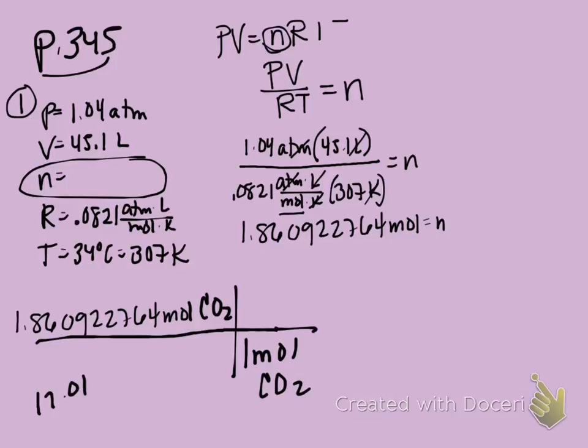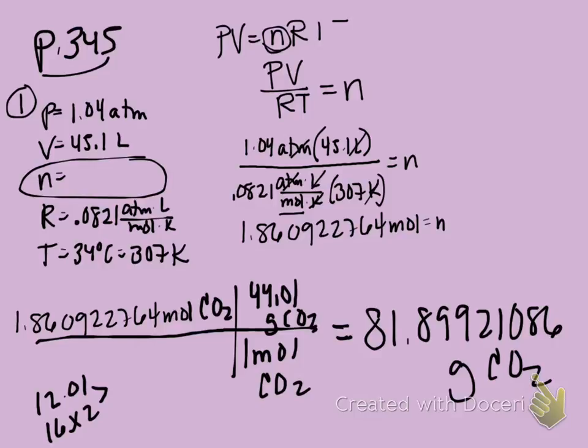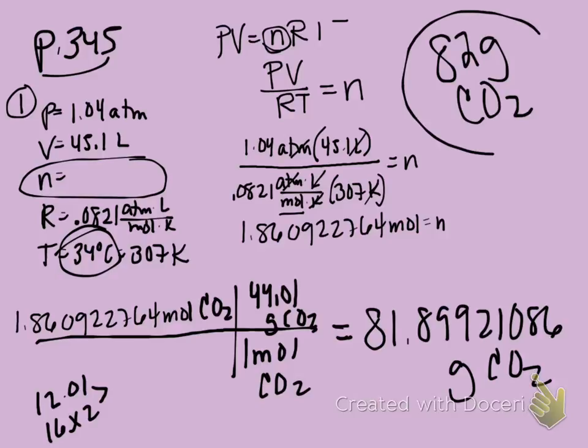Let's see. 12.01, 16 times 2. So 32 plus 12.01, 44.01. So 44.01 grams of CO2 in 1 mole of CO2. So what is our raw answer? Okay, so this is a raw number, and we can only have 2 sig figs because we're constrained by this. The book claims otherwise, but they're wrong. So our final answer is 82 grams of CO2.